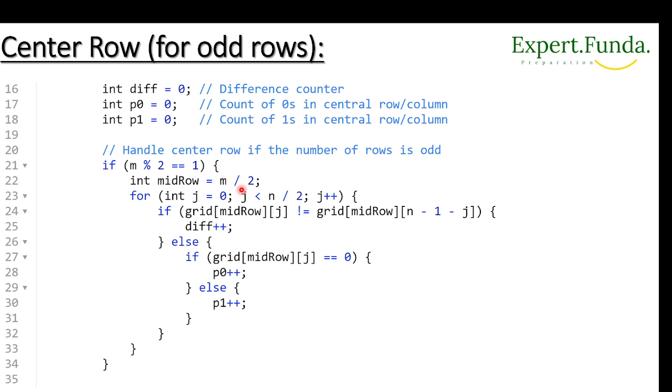So we do m divided by 2, and then for int j we will go till n by 2, and then j plus plus, right? And then we will check if both grid values are not the same, grid of mid row at j and mid row at n minus 1 minus j, then we'll say they differ, right? And then we do plus plus differ. In the else condition we'll check zeros and count plus plus, otherwise we'll do plus plus for ones here, right? Means we will find the number of counts of 0 and the number of counts of 1, okay?